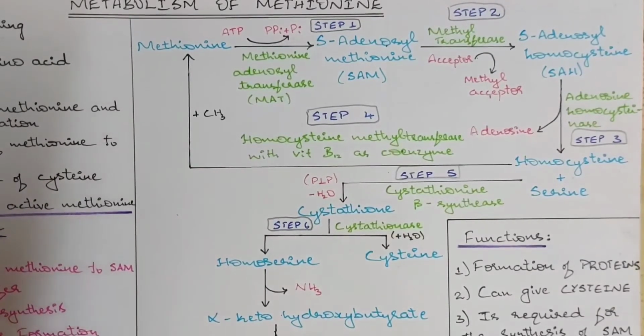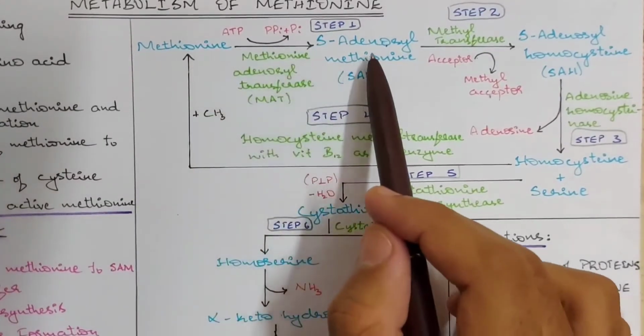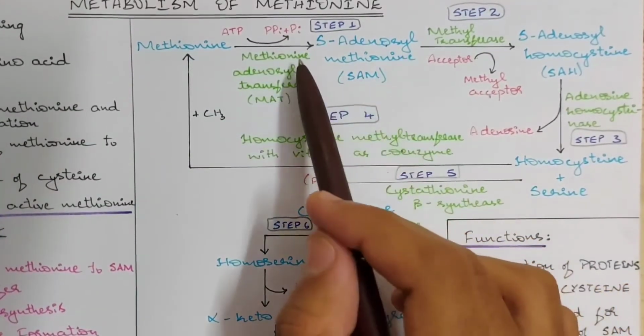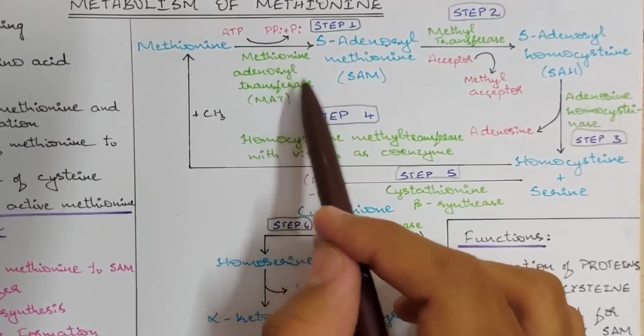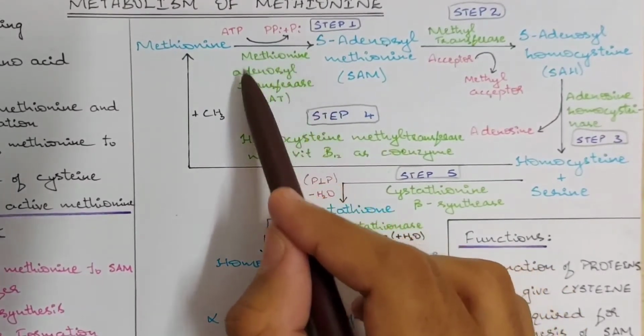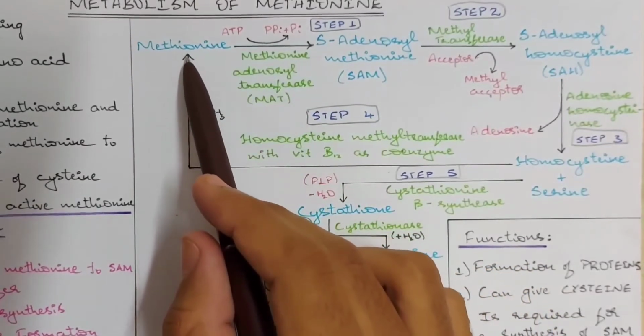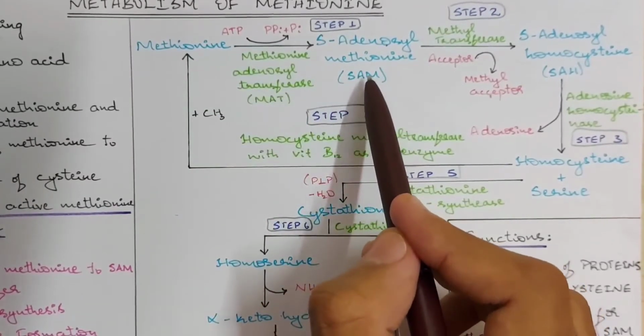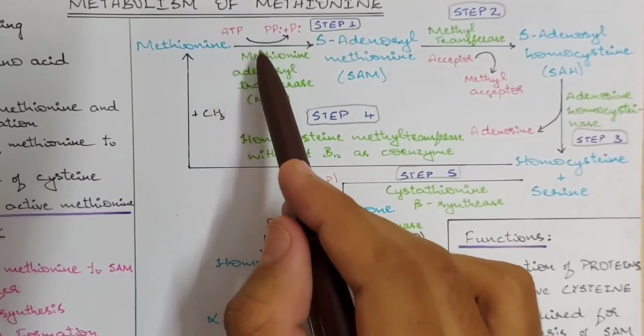Step 1. Activation of methionine to S-adenosyl methionine. It requires the presence of methionine adenosyl transferase enzyme. The adenosyl group is transferred from ATP to the sulfur atom of methionine to form SAM. Here, one molecule of ATP is utilized.